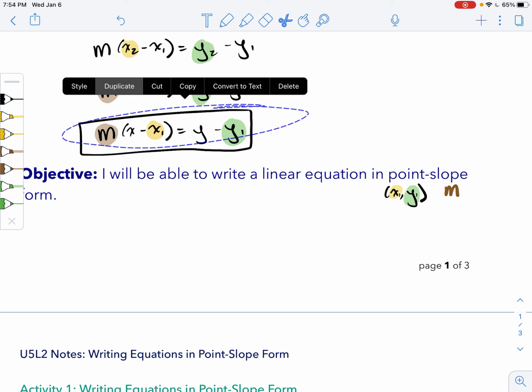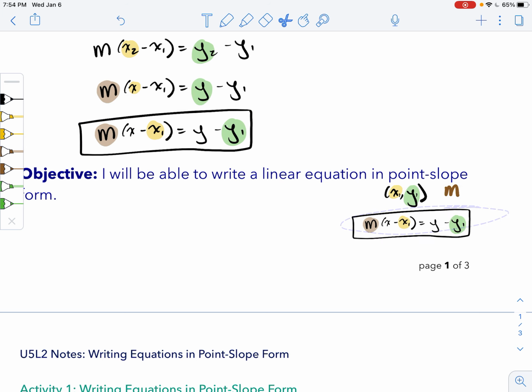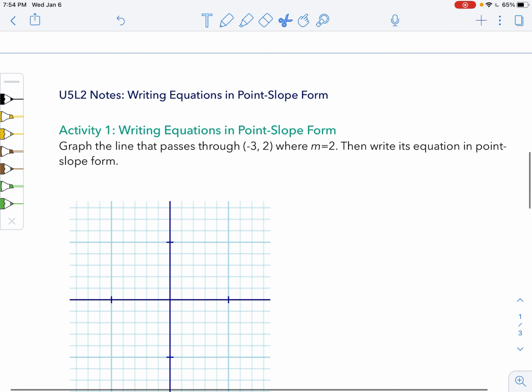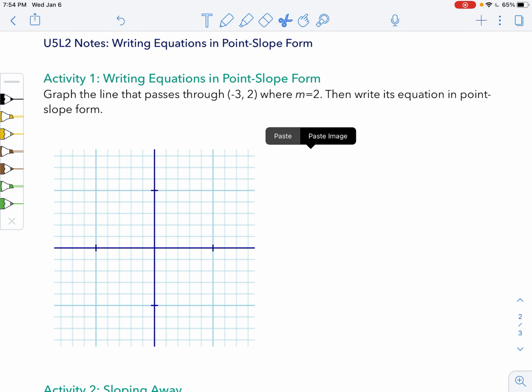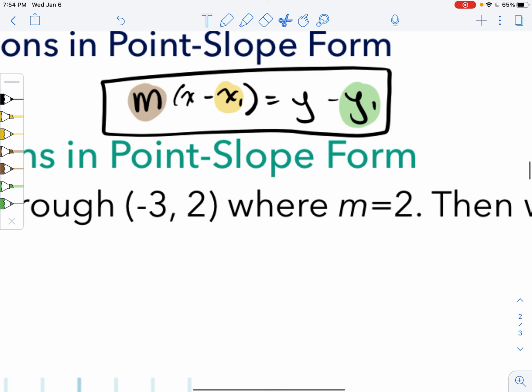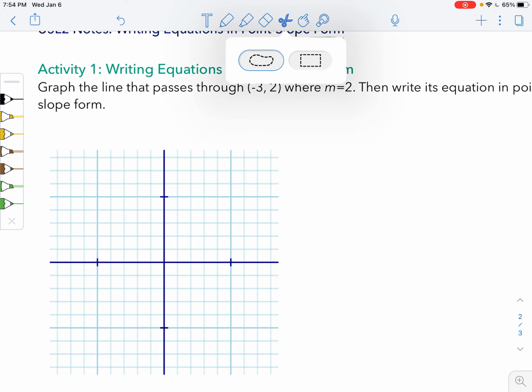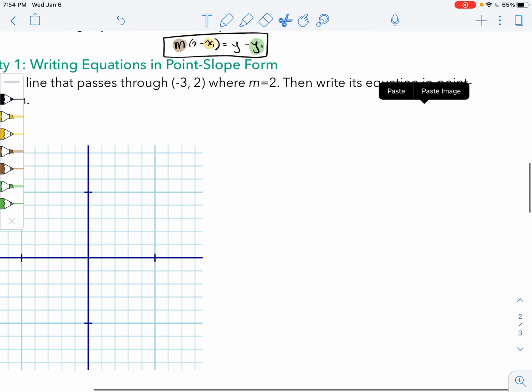I'm going to take our point-slope form and put it right there to have it for a good memory. And I'm going to copy it because we're going to use it all the time. Okay. Point-slope form, remember, m times x minus x1 equals y minus y1. So we want to graph the line that passes through that point and then write its equation in point-slope form. Got to rewrite point-slope form.